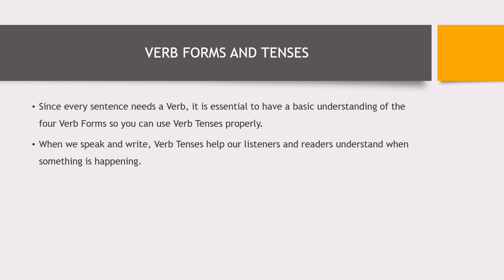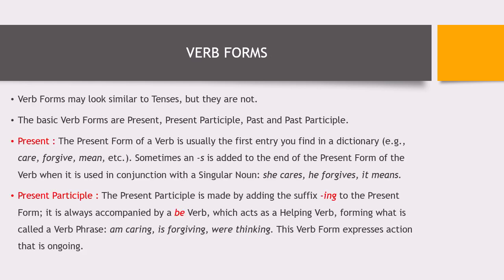Verb forms and tenses. Since every sentence needs a verb, it is essential to have a basic understanding of the 4 verb forms, so you can use verb tenses properly. When we speak and write, verb tenses help our listeners and readers understand when something is happening. Verb forms. Verb forms may look similar to tenses, but they are not.